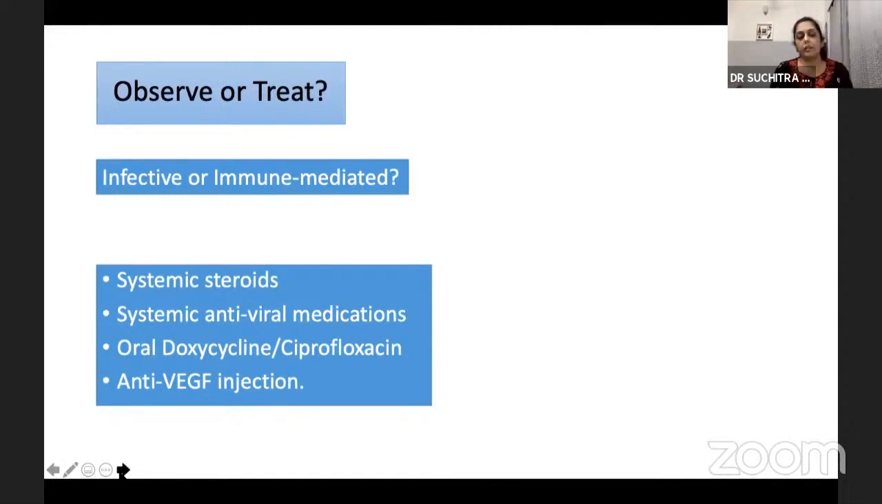And there are recent reports on anti-VEGF injections in these cases, where they have done the studies giving the bevacizumab injection, and they note, because most of these cases are associated with macular edema, as we have seen in our case also. And giving these anti-VEGF injections are safe and easy, and they do help in the resolution of macular edema. There will be increased VEGF secretion due to inflammation, which will be taken care of by these injections.